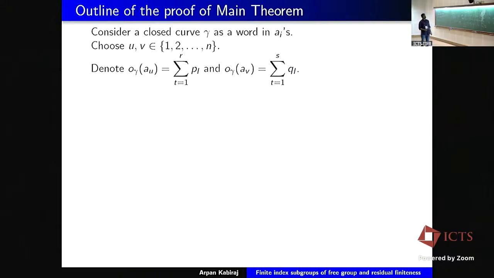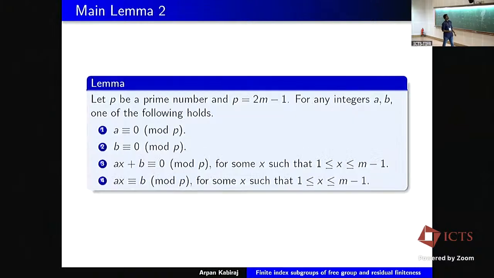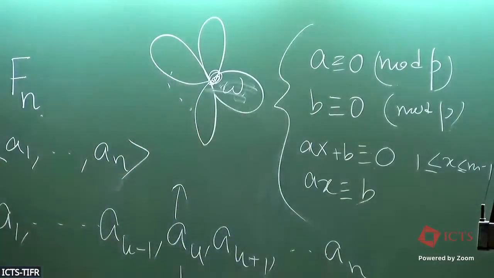So if it has at least a pair of non-trivial generators from the free group, then you look at the sum of the indices of their powers, and I am looking at these two integers, O gamma of a_u and O gamma of a_v. Now, according to my last lemma, this pair of integers will satisfy one of these four equations. Either A is congruent to 0 mod p, or B is congruent to 0 mod p, or you have a solution of Ax plus B congruent to 0 mod p for x from 1 to m minus 1, or Ax is congruent to 0 B. So one of the four equations has to be satisfied.